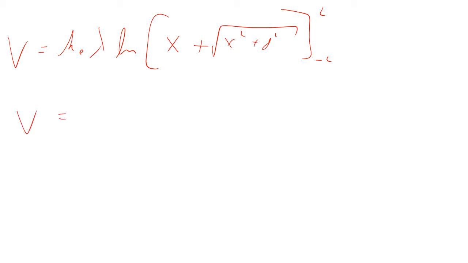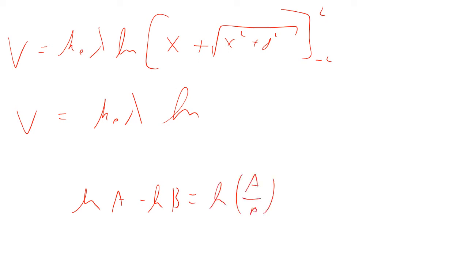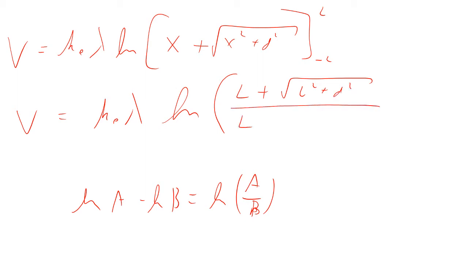So that's going to be k_B lambda times the natural log. Well, we know that when we subtract two logs, log a minus log b is log of a over b. So if we apply that here, that's going to be equal to L plus the square root of L squared plus d squared, divided by minus L plus the square root of L squared plus d squared.